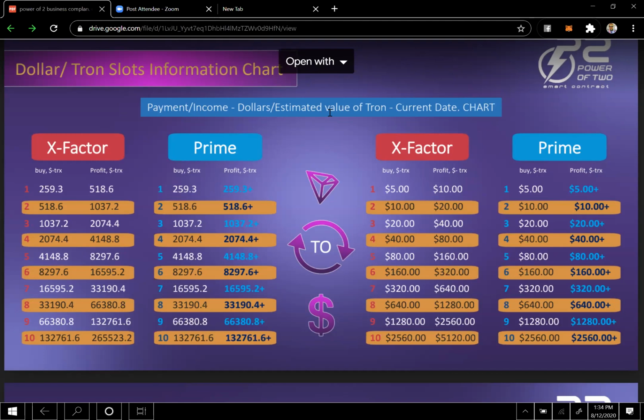Let me say this. You're going to pay it in Tron, but it's going to be the equivalent of $10 in Tron. You're not really paying the $10. You're going to use the coin, but the coin is going to be worth $10 when you're about to register. I know. So what you're literally saying is, let's say to get on the first slot of X Factor, it takes you 259.3 Tron, which is the $5, right? Correct. That is what you pay now.